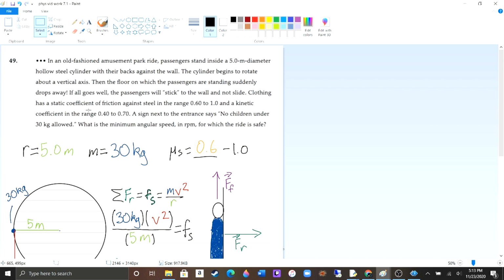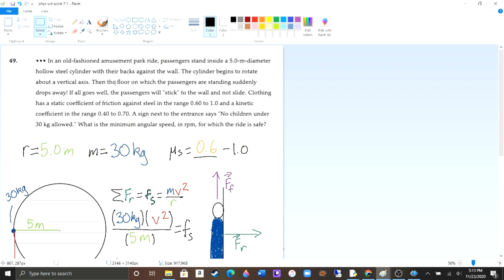It then gives the static coefficients of friction for clothes against steel, which is 0.6 to 1, and the kinetic coefficient, which is between 0.4 and 0.7. There's a sign next to the entrance that says no children under 30 kilograms allowed, and we have to find the minimum angular speed in revolutions per minute for which the ride is safe.